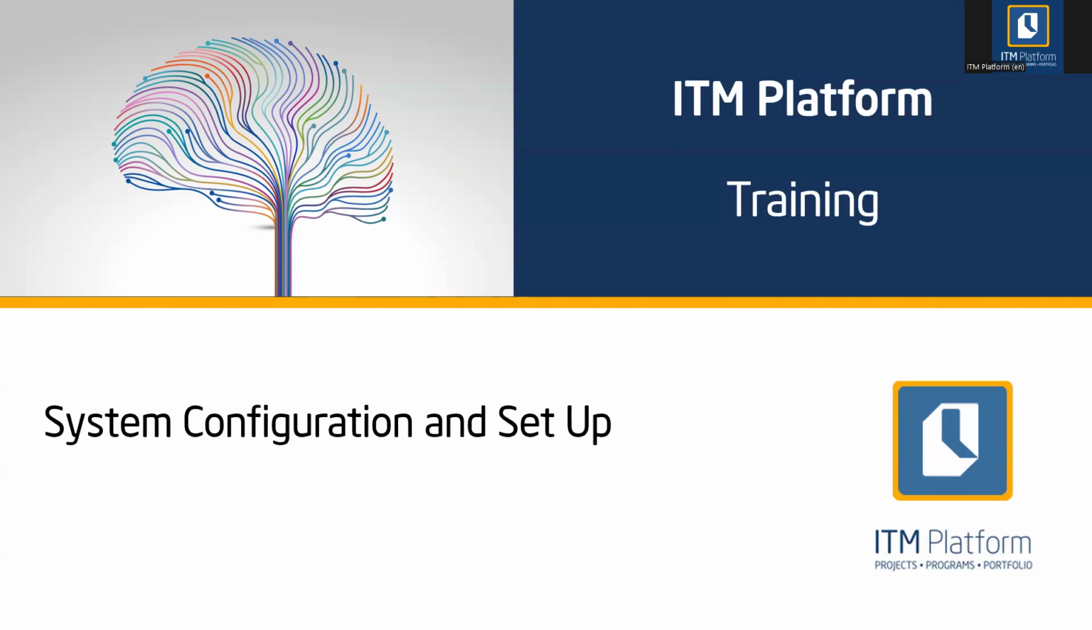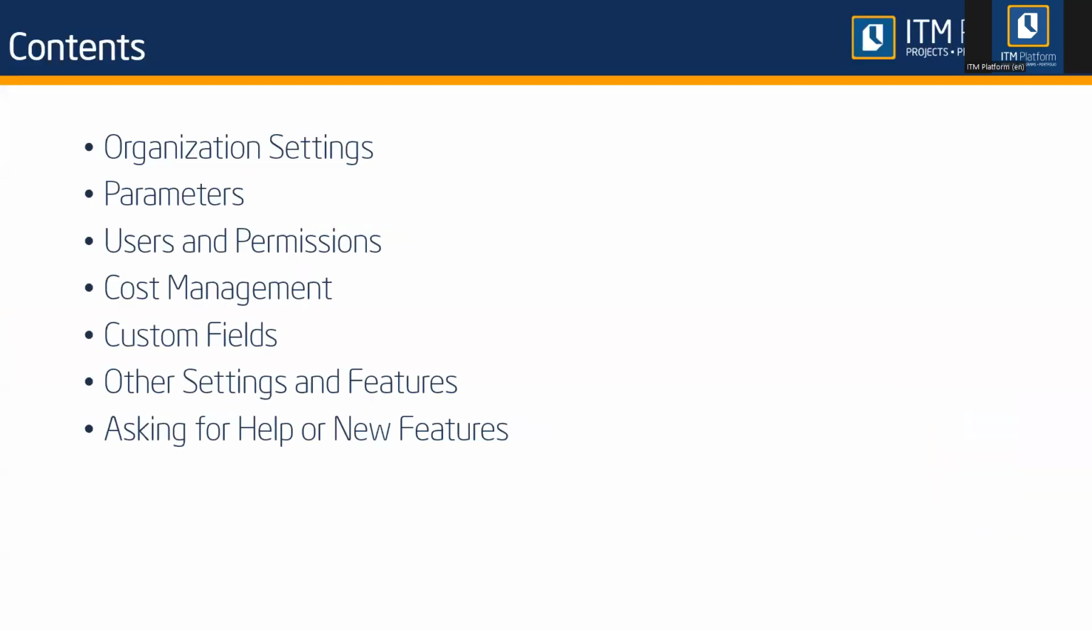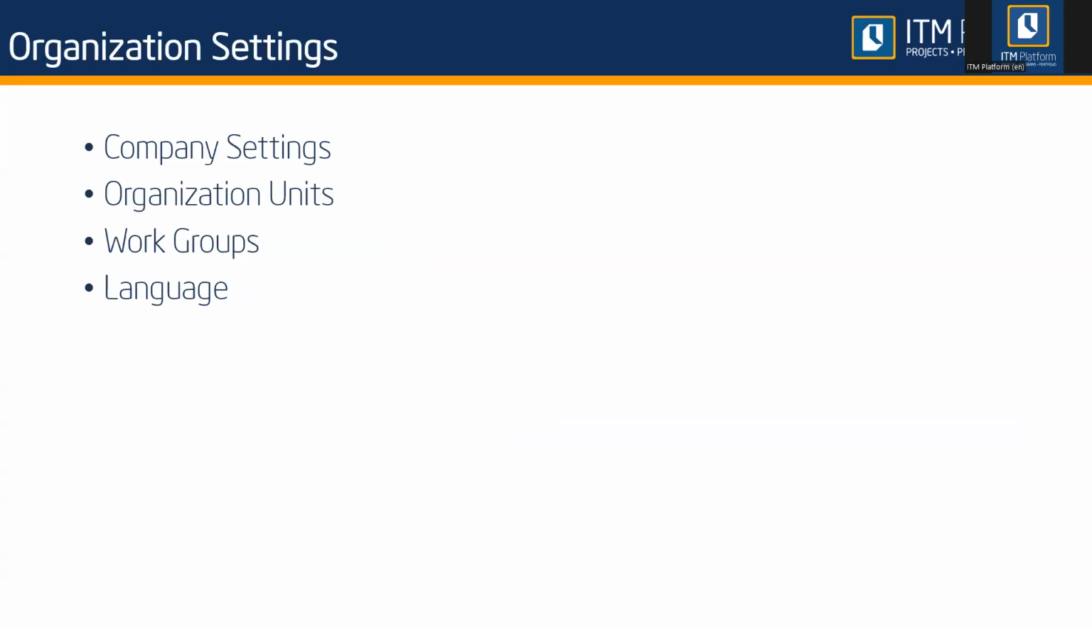Our topics for today are these. We will cover organization settings, parameters, users and permissions, cost management, custom fields, all the settings and features, and we will wrap up by addressing how to better ask for help or new features in our system. Okay? So let's go ahead. Let's start and cover all these different features.